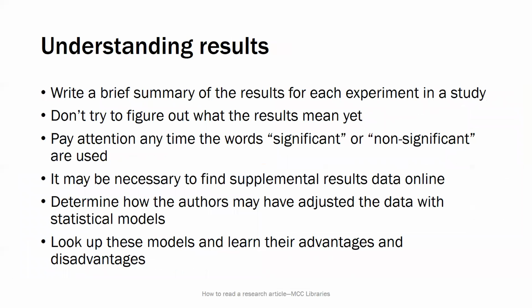So again, we want to physically write out what we're reading after we've read it, just a brief summary. Again, you need to pay attention to those words like significant or non-significant because they mean very specific things in research, very objective things in research. Sometimes the researchers won't include all the data in the published article because there might be a ton of it. And sometimes they might be trying to skew it one way or another. So a lot of times you can find that data online, especially if they work for a government agency or something like that. Not always, but it's always worth a look.